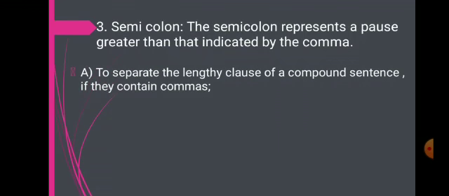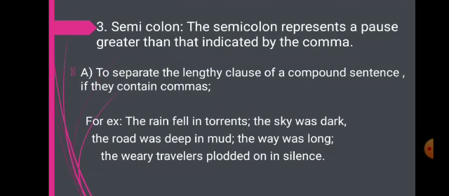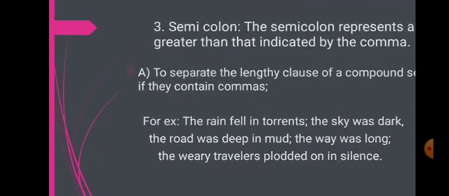So where do we use semicolon? To separate the lengthy clause of a compound sentence if that contains commas. So example is there. This is a lengthy clause where there are compound sentences, and we have separated these compound sentences by putting in semicolons. These are referring to different ideas, and we have separated those compound sentences by putting semicolon.